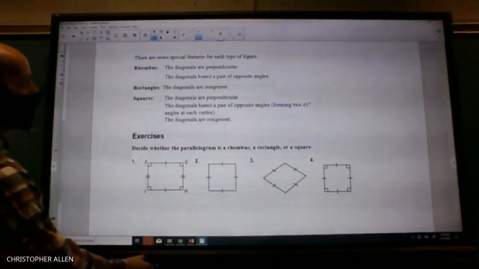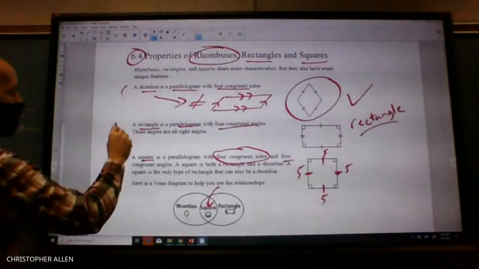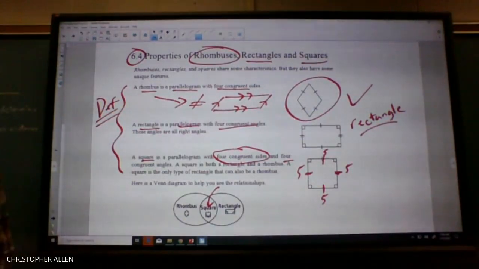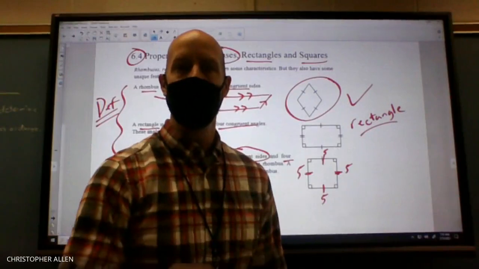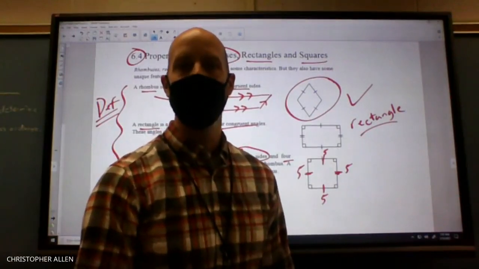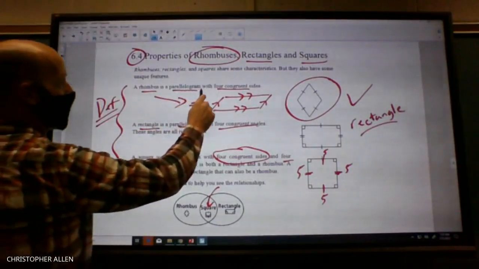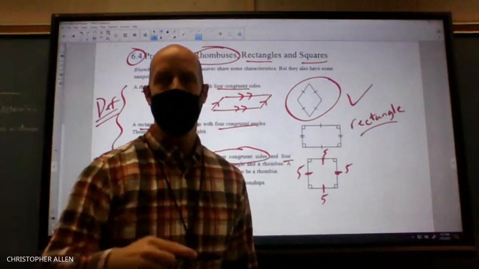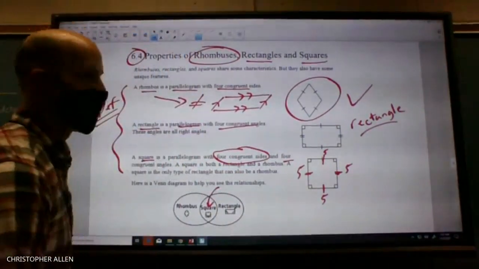All right, so let me write this up here. These are the definitions. And you kind of need to know these definitions, okay? So on the quiz next week, I might ask you something like, a rhombus is a parallelogram with blank. And then you would have to pick what the properties are that make it a rhombus.